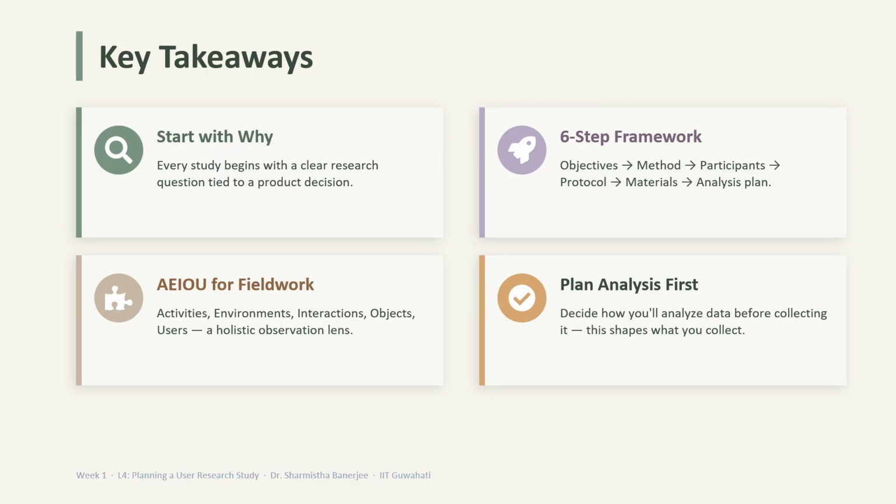The key takeaways from this lecture are: start with the whys. Every study begins with a clear research question tied to a product decision. Then you have a 6-step framework where you first set up the objectives, then select the methods, the participants, the protocol setting, the materials that are required, and then you set up an analysis plan. Use the AEIOU framework to understand what kind of questions you should ask and what kind of observations you need to do. Always plan all the 6 steps first and then go for execution.